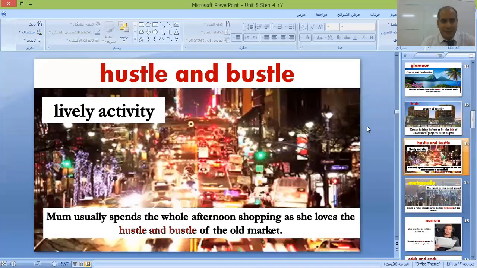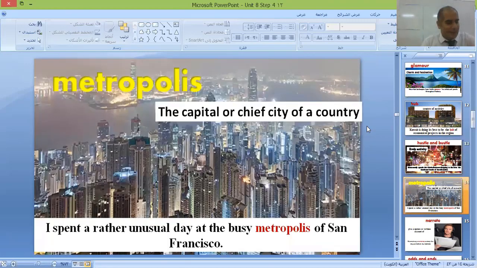Hustle and bustle means lively activity. Example: Mom usually spends the whole afternoon shopping as she loves the hustle and bustle of the old market. Metropolis means the capital or chief city of a country. Example: I spent a rather unusual day in the busy metropolis of San Francisco.